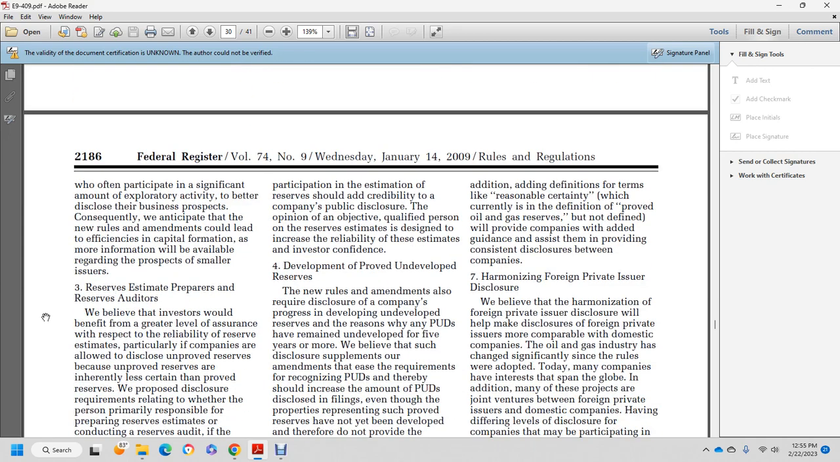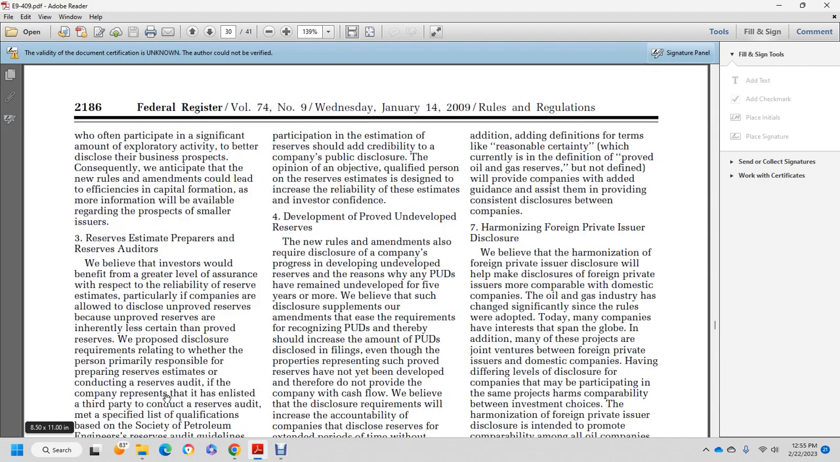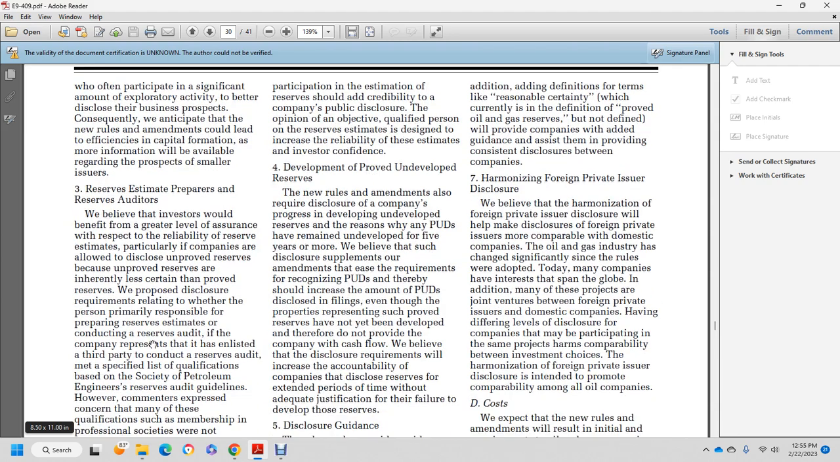3. Reserve estimates and preparers, reserve auditors. We believe the investor benefits from a greater level of information to determine the reliability of the estimates of the particular company, which allows the disclosure of unproved reserves, the unproved reserves being currently less certain than proved reserves. The proposed disclosure requirements relate to whether the person primarily responsible for preparing reserve estimates, or conducting a reserve audit of the company's reserves, is a company representative or an enlisted third party conducting the reserve audit, with a specified list of specifications based on the Society of Petroleum Engineers reserve audit guidelines.